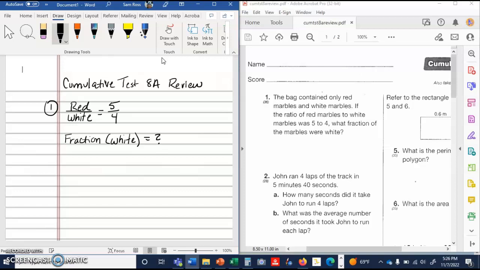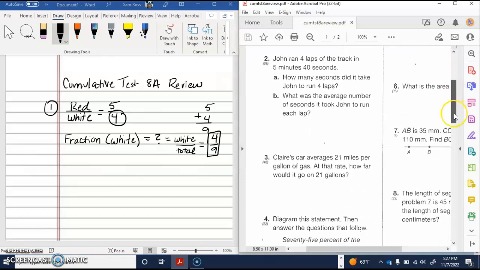Okay, so here's what I know. I know that if I have 5 plus 4, I get 9. So my fraction of the total marbles is going to be white marbles over total, or 4/9. Okay, please ask me questions if you have any questions about this.